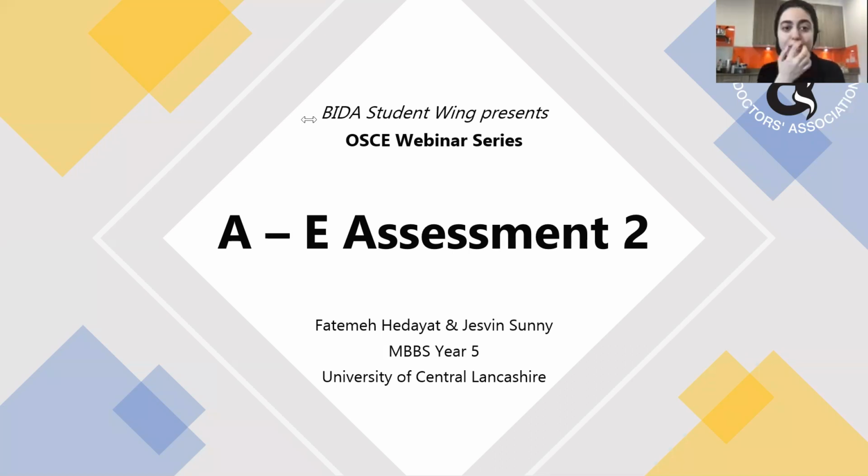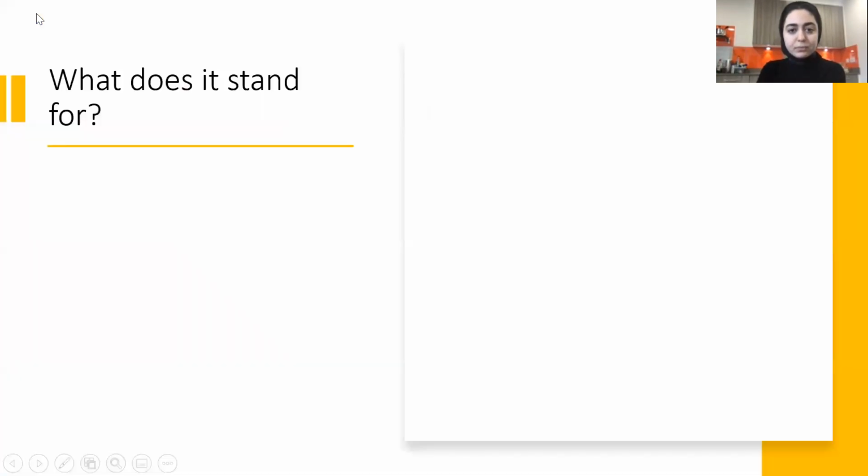So, yeah, we're just going to go through an A2E assessment. Some universities will have this as a clinical scenario using a mannequin, and others will have it as a structured oral examination, but we've included components that would help you in both approaches. So what does A2E stand for? It stands for airway, breathing, circulation, disability, and exposure.